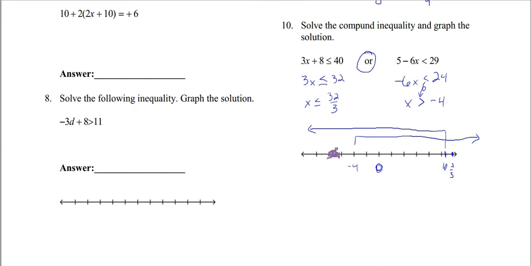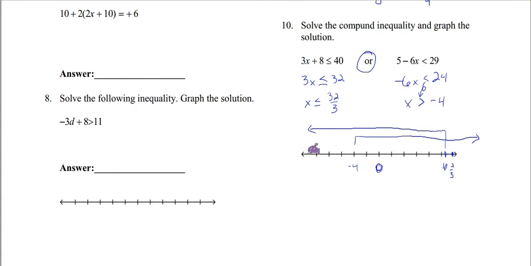So let's choose something like negative 8. Negative 8 is going to land in the shading of this inequality, right? So if we were to plug that in here, negative 8 certainly is less than a positive number, right? So that one works in that inequality. Let's choose 0. 0 works here. 0 is less than 32 over 3. 0 is also greater than negative 4, so it actually works for both. Let's pick one way out here, like 20. 20 is not less than 32 thirds, but it is greater than negative 4. So if it works for one or the other, or even both in the case of 0, that's okay.